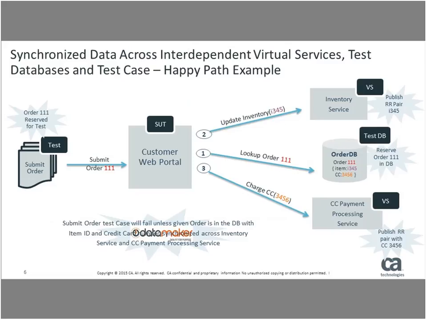Let me move next. This is just an example here, especially from a synchronization perspective. Let's say submit order is one of the test cases you want to run, and there is a happy path and an unhappy path, and you want to make sure that some of those virtual services, in this particular case the inventory service and the credit card service, have the right data or RR pairs, which are consistent with the test database you have as well.